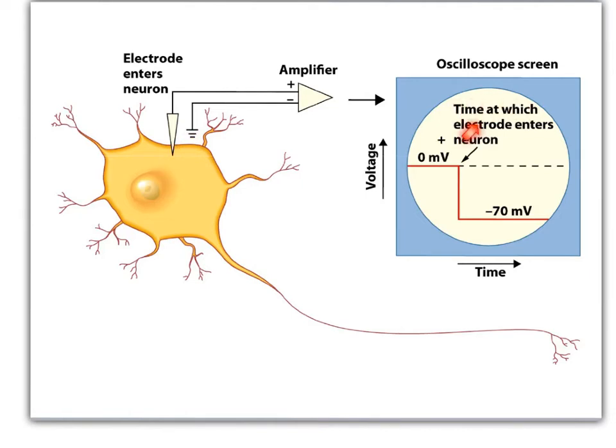And here you see the time at which the electrode enters the neuron, and we baseline that at 0 millivolts, and then measure from the inside of the neuron, inside of the soma, and we note a difference of negative 70 millivolts from the outside to the inside.